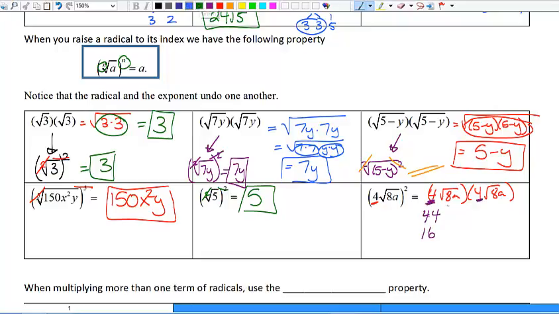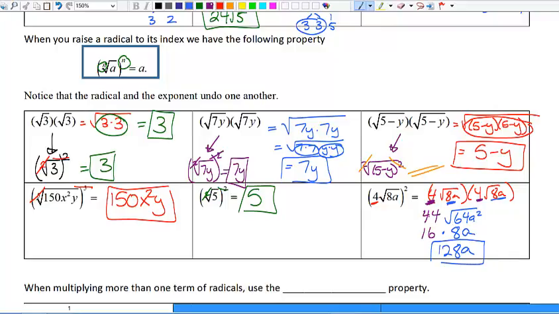And then I can multiply my two insides together. That's the square root of 64a squared. The square root of 64 is 8. The square root of a squared is a. So when I multiply 16 times 8a, I'm getting 128a.